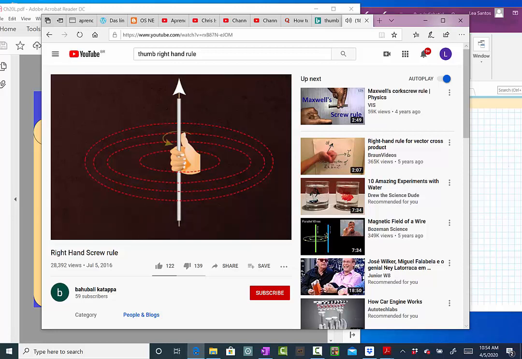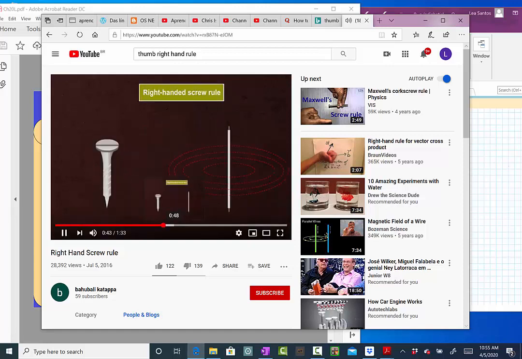These circles are all indicating the magnetic field, and you see the direction. Now this yellow line is indicating the direction. Look, in front, behind, in front, behind, in front to the right, behind to the left, in front to the right, behind to the left. So we have these circles. All right, let's see another video.